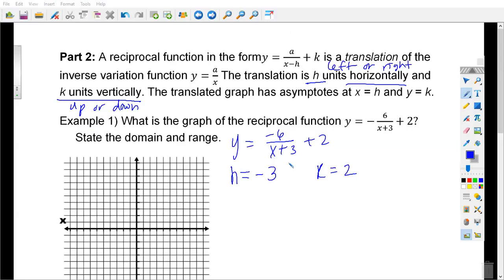All right, so because H is -3, that means I'm actually going to the left, right? K is +2, so that means it's going to go up, right? Same transformation rules as quadratics. Nothing different. But this also tells me that my H is still going to be my what asymptote? Not my horizontal, my vertical asymptote. So I still know that it's going to be at x equals -3.